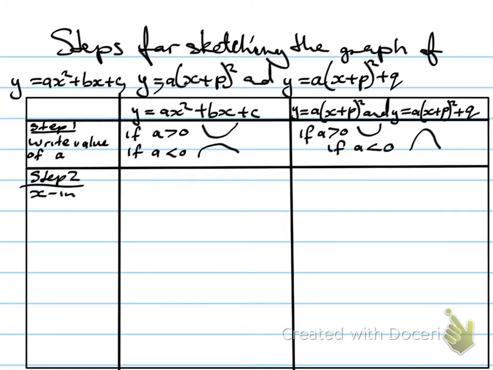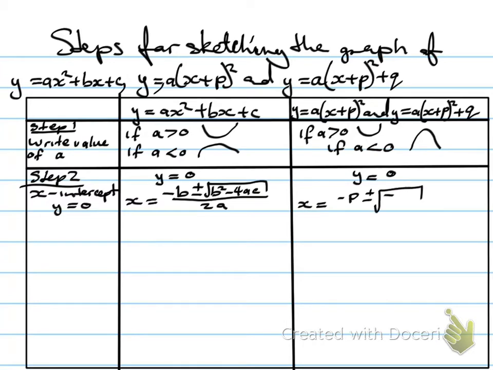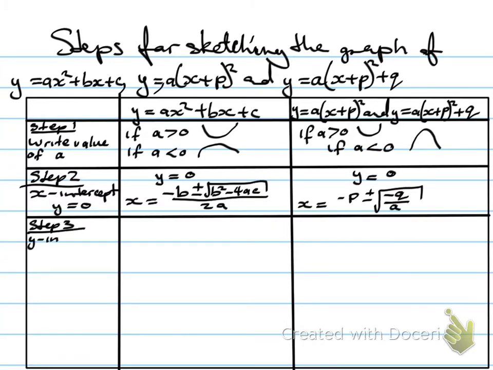And then step number 2 is to find your x-intercept. You know x-intercept, y equals 0. When it's written in standard format, you are going to use your quadratic formula. And if it is in completed square format, x will be equal to negative p plus or minus the square root of negative q over a. So you just substitute everything into these formulas and you will be able to find your x-intercepts. Remember, if the function does not cross the x-axis, you will not find the value of x. So there will be no solution for the x-intercepts, right?